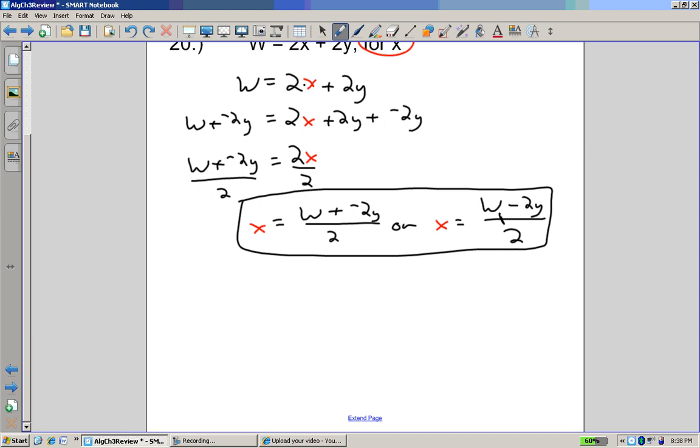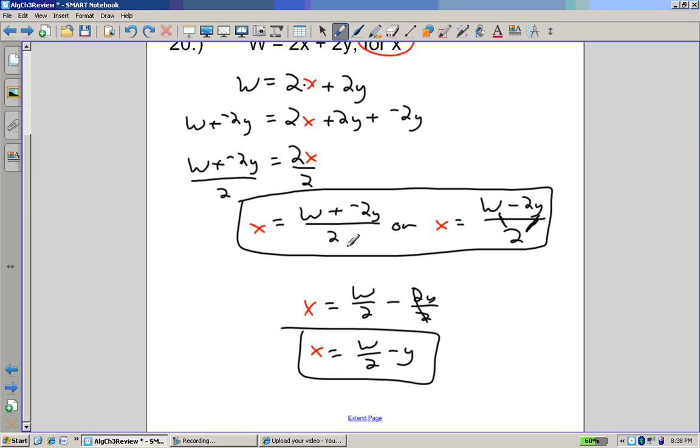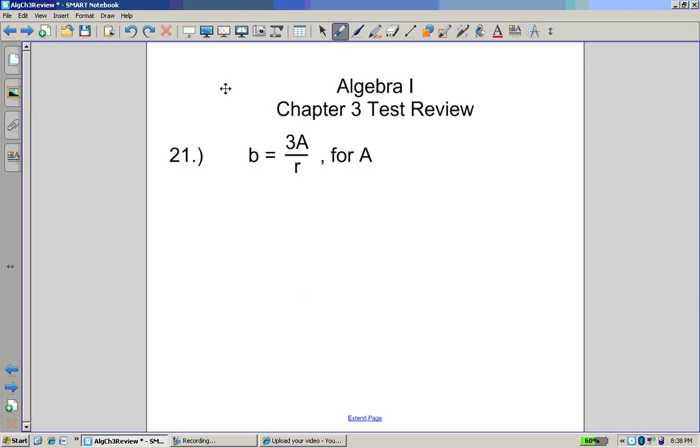You could distribute this 2 and say that x equals W divided by 2 minus 2y over 2. So that leaves it as W divided by 2 minus y. So that's another form. All are equivalent, but that's another form it could be. Okay, again, try by yourself.